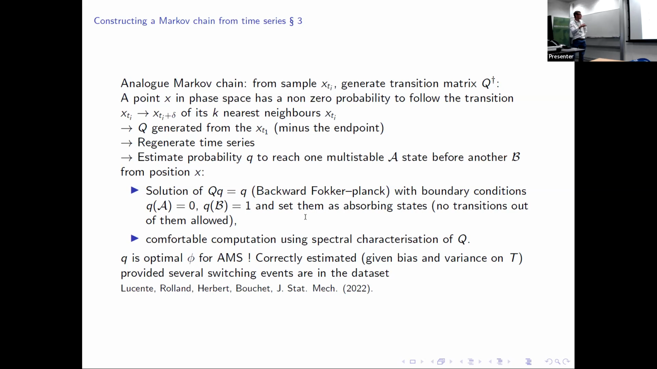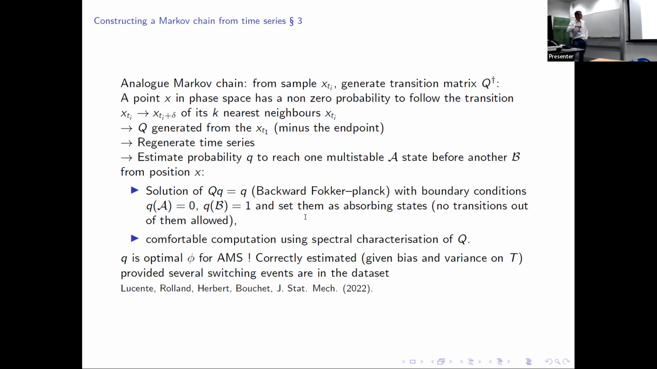So here, using the fact that it's actually an eigenvalue problem, you solve this eigenvalue problem from the sample transition matrix, and then you obtain this probability Q. And then you can reuse it in rare event simulation methods. Why is that? Because Q is actually the optimal score function for AMS.